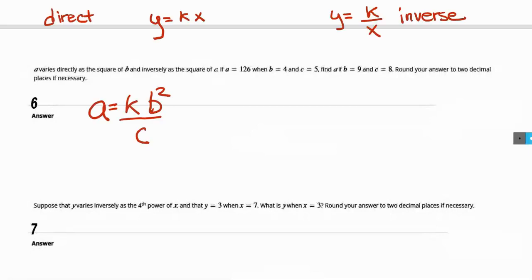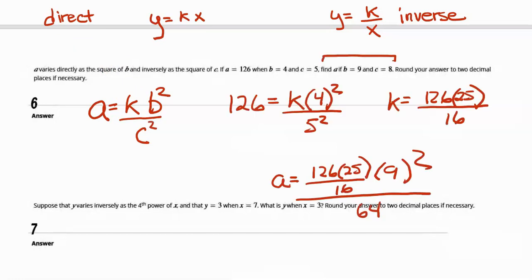Did you get something like this? Now, in the next step, you're going to substitute these values into the formula and solve for a value of K. Let's see what happens. Okay, something like this.